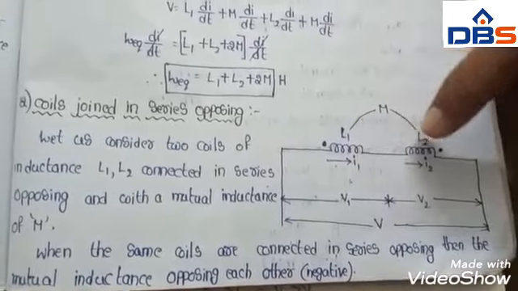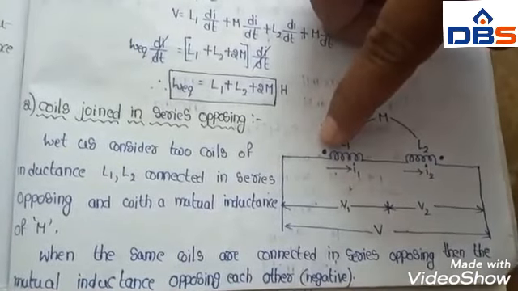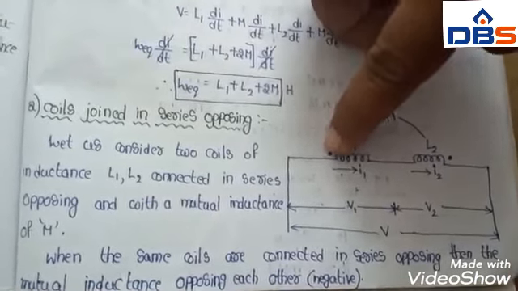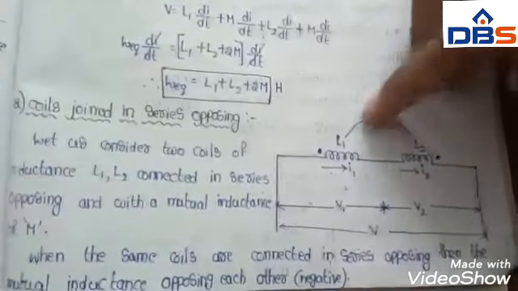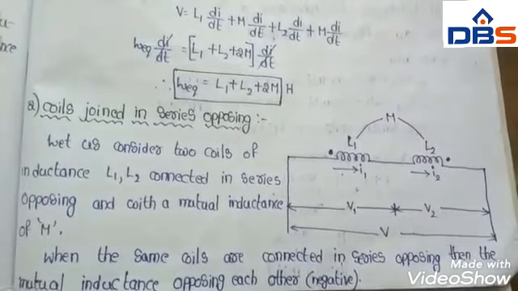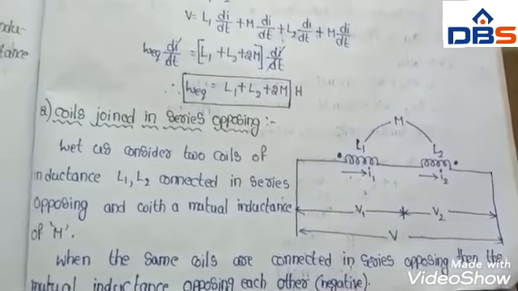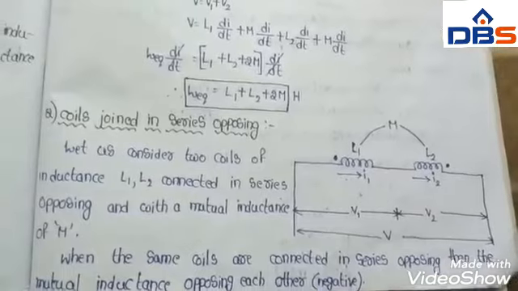Next, series opposing. So coils are L1, L2, but as per the dot convention, here entering, here leaving, which is nothing but series opposing. So opposing is nothing but M is negative. Here is aiding, where both are the same, so M is positive. Here M is negative.